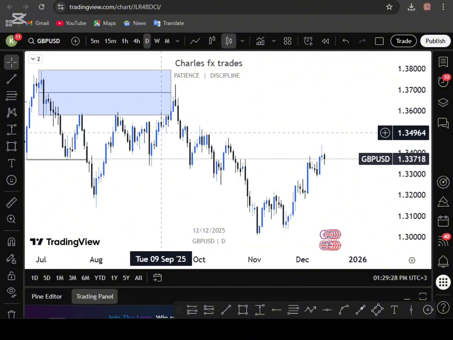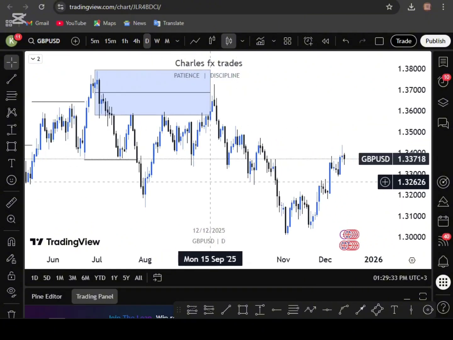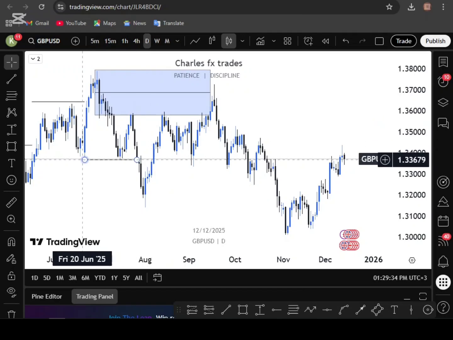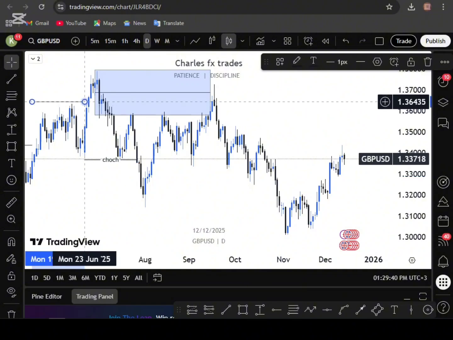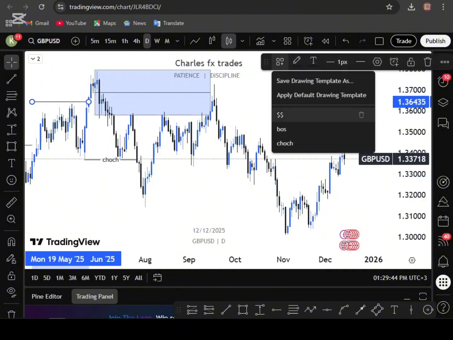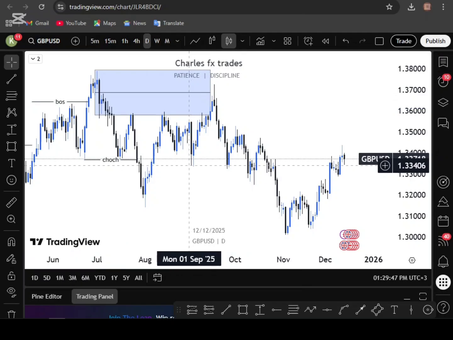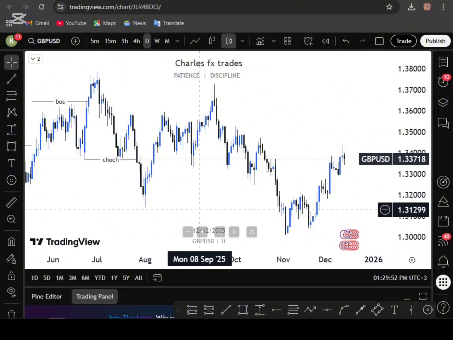So if you go to daily, you're going to find that the structure is very clear in daily. This was the change of character that the market gave us in weekly. It's clear in daily. And then this was the break of structure, the last break of structure that the market gave us.